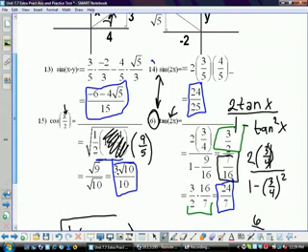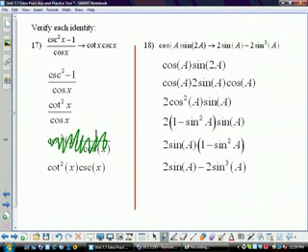So let's move on. Let's verify each identity. This is wrong, wrong, wrong. Wait, that's right. The next step's wrong. So we start off and we say cosecant squared of x minus 1 over cosine of x. I'm going to start on that side because it's the harder side and I don't know where to go if I have the other one.